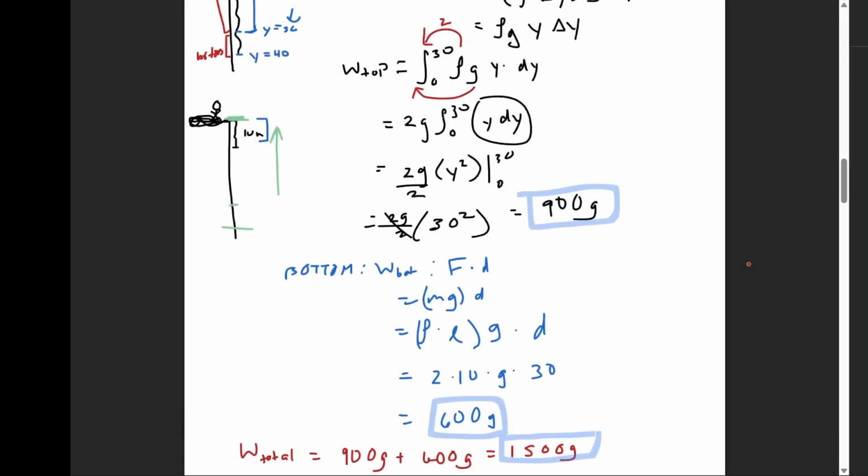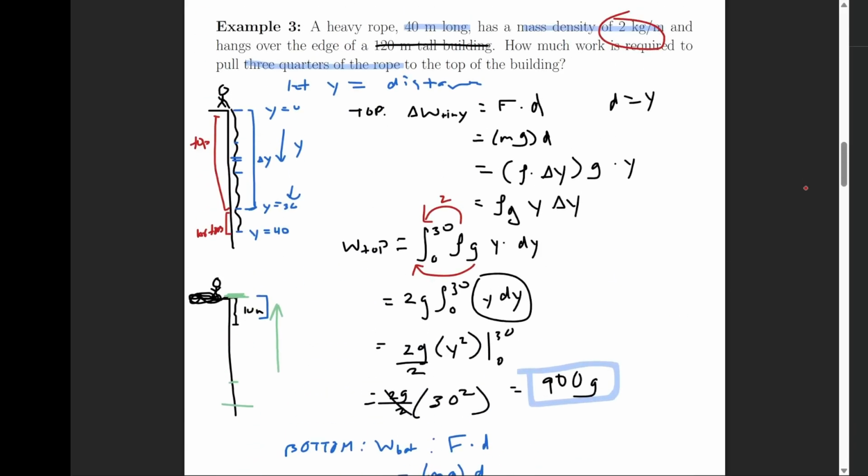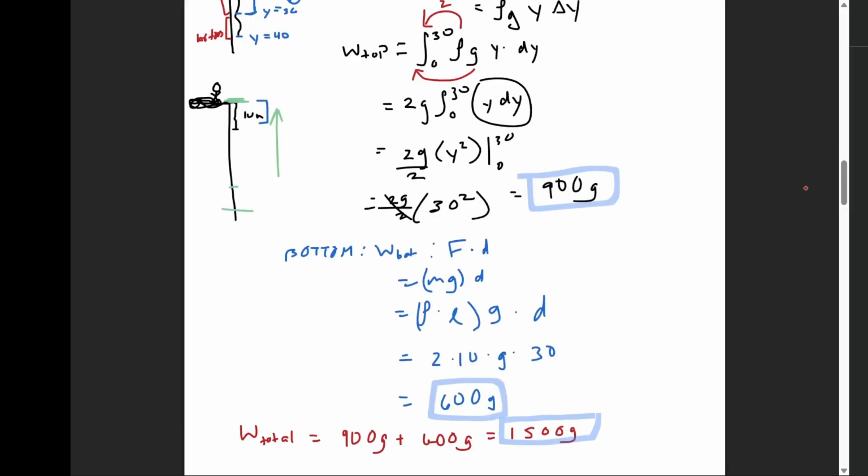So I can't really get all of it in one, but here is the first part, and then here's the second part. I hope that makes sense.